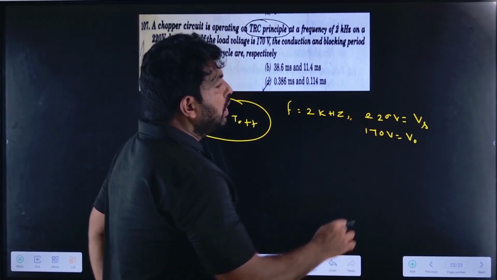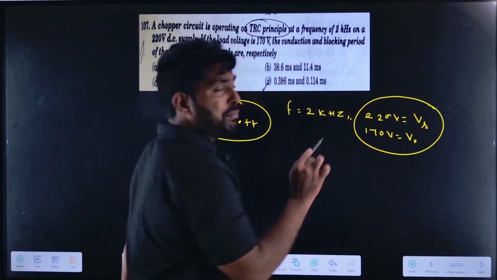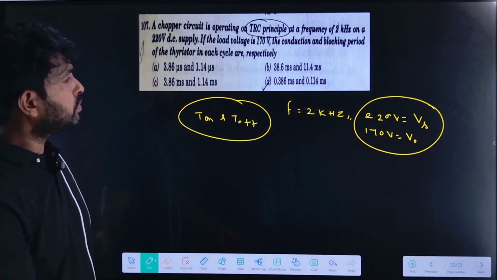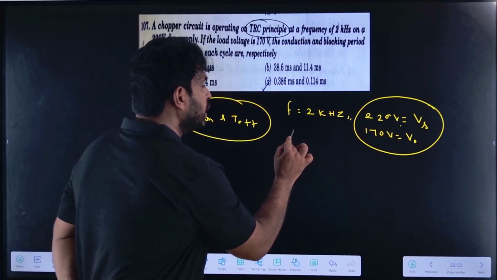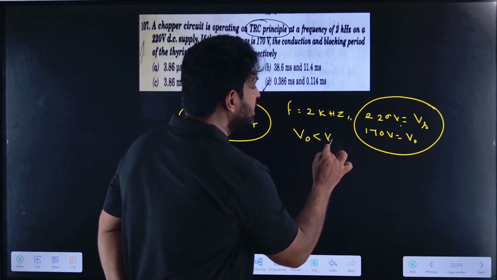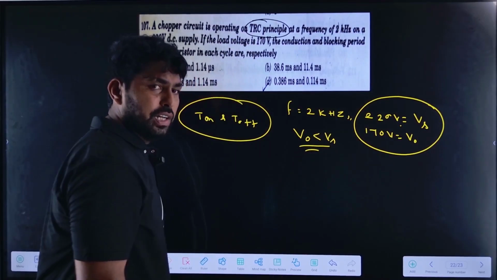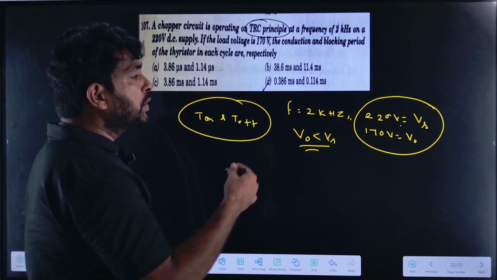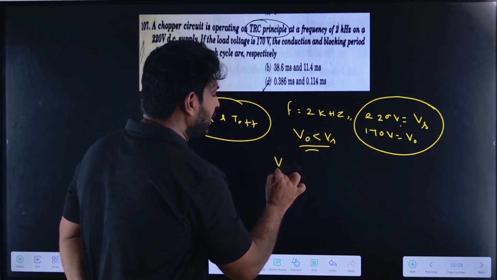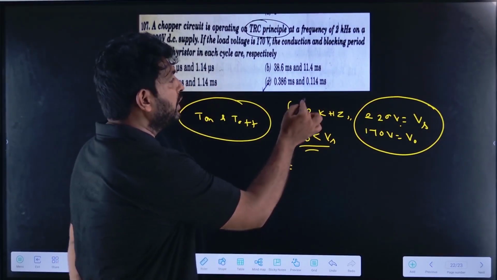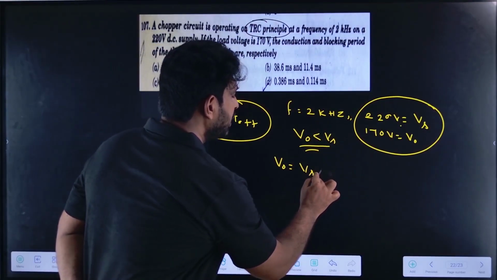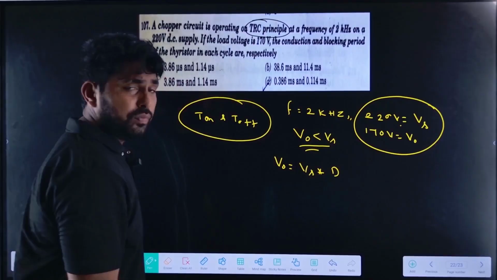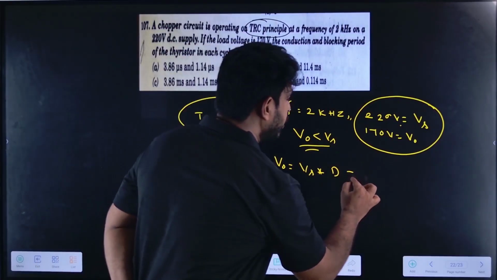So, what is this circuit, a buck converter or a boost converter? The input voltage is more and the output voltage is less. So, V0 is less than Vs, which means it is a buck converter. What is the output voltage expression for the buck converter? V0 equals Vs into duty cycle. From this you can find the duty cycle.